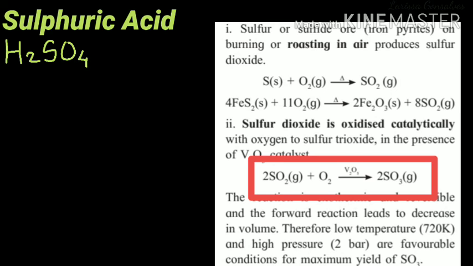This reaction is exothermic, which means heat is given out, and it is also reversible, and the forward reaction leads to a decrease in the volume of the gas. So if the maximum yield of sulfur trioxide is to be obtained, then we need to carry out the reaction at low temperature, that is 720 Kelvin, and high pressure of 2 bar.